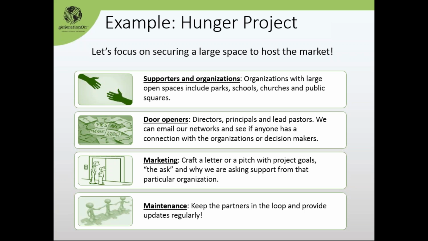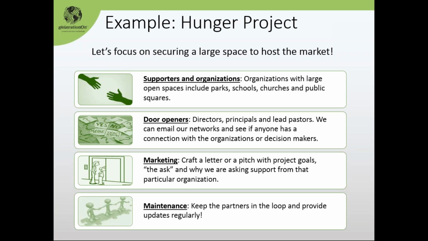And these are people, if we're looking for a large space, again, I had mentioned, it's either someone that has a large parking lot, a schoolyard, a park, a public square. Make a long list of all these different organizations and what they are.